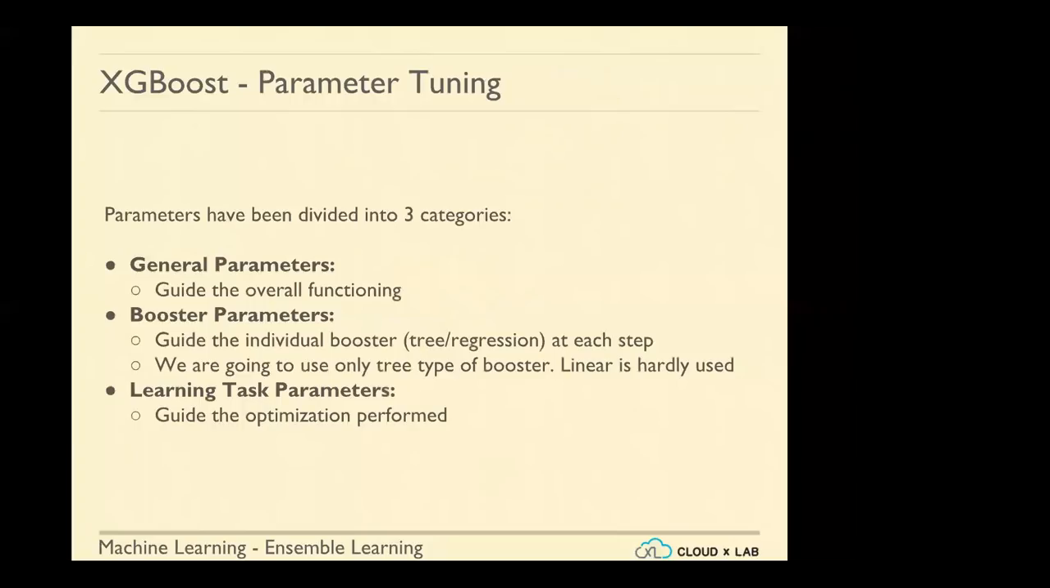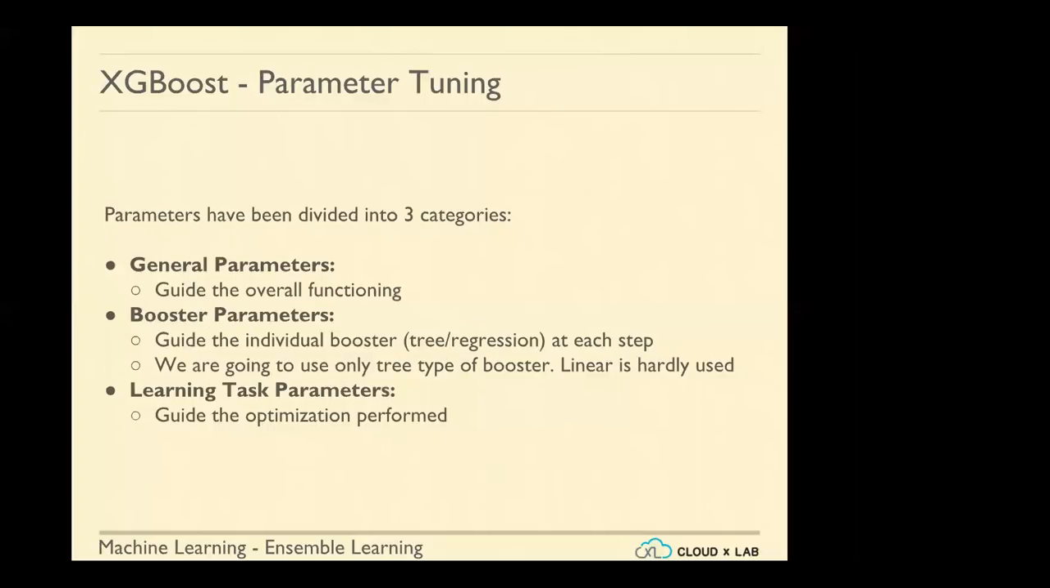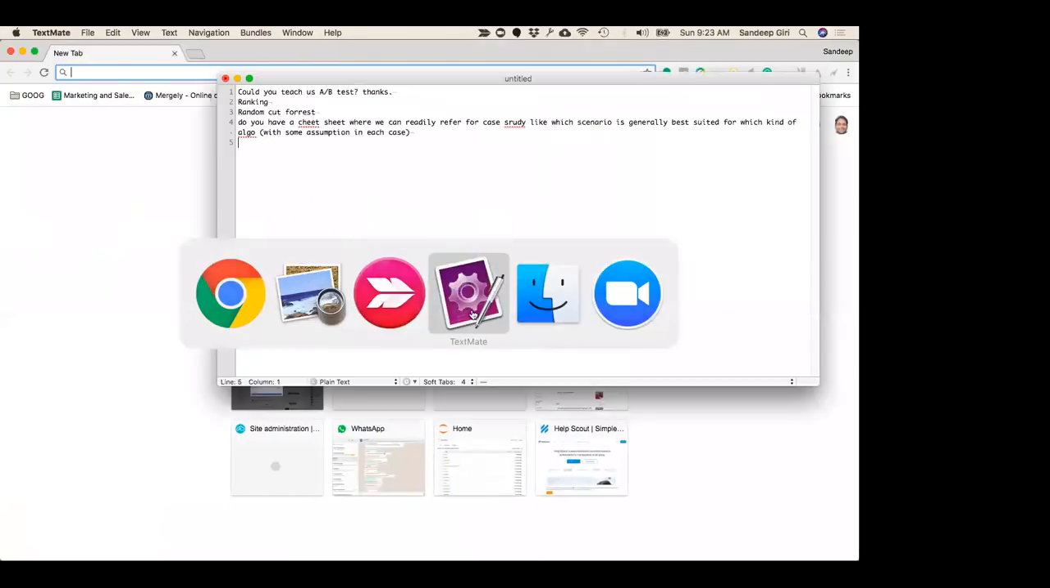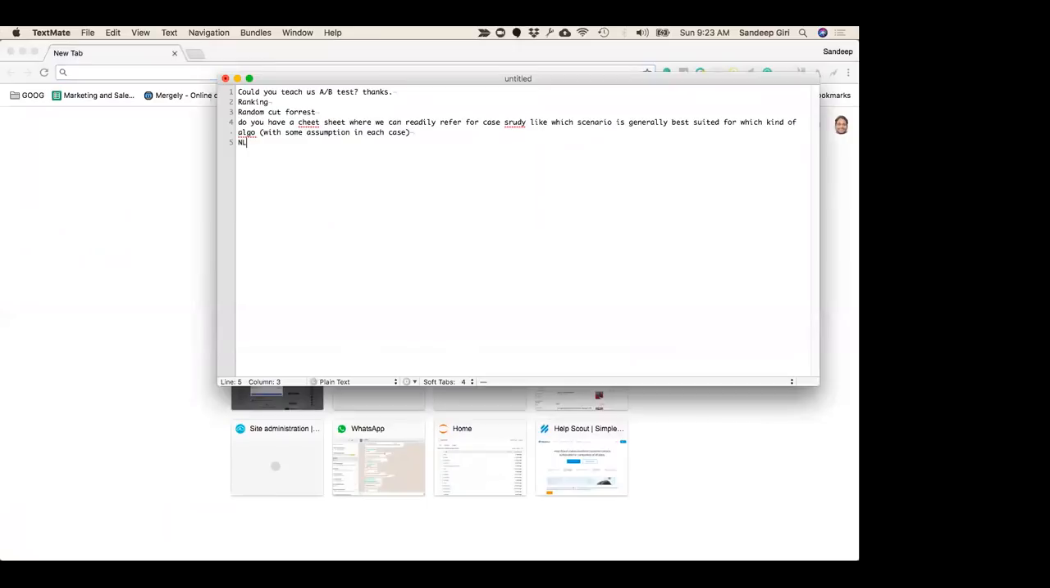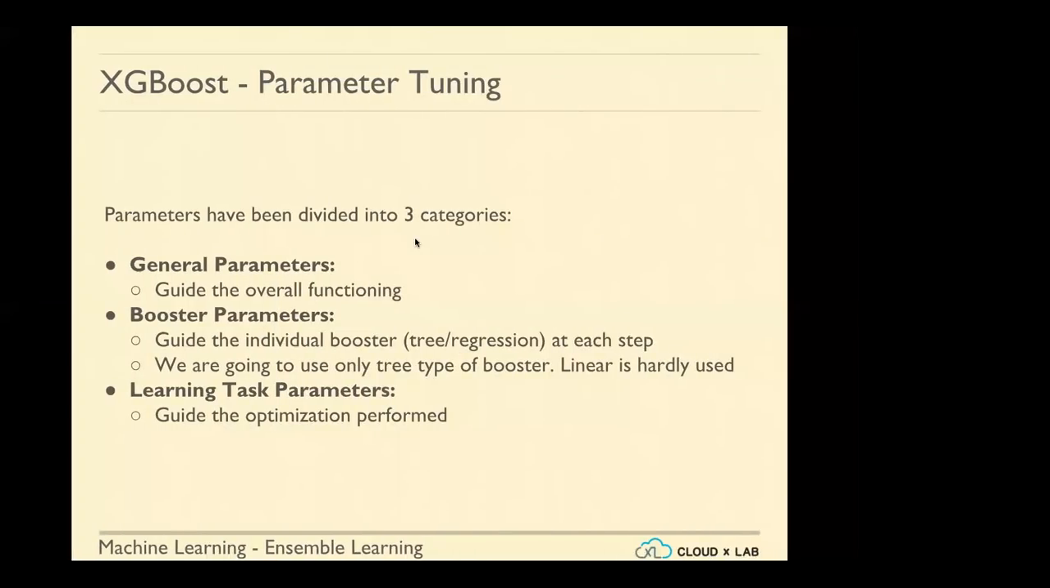in XGBoost. The parameters of XGBoost fall into 3 categories: the first one is general, the other is the booster, and the third one is the learning task parameters, and so on. A question from Tanmay is, do we have NLP? We had basic NLP in the deep learning part, but I think we will expand that a bit.